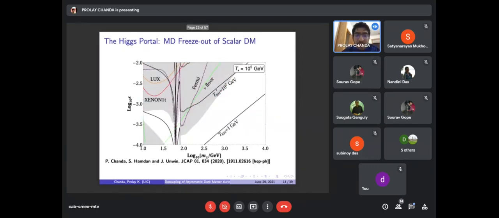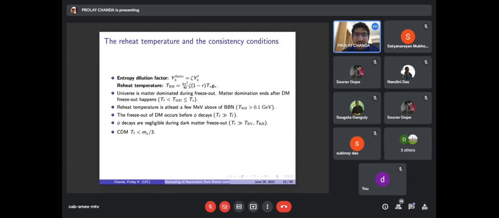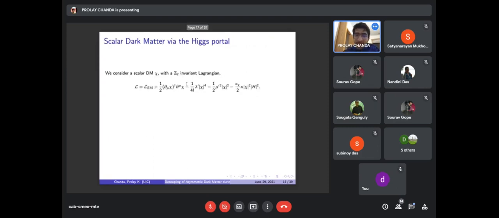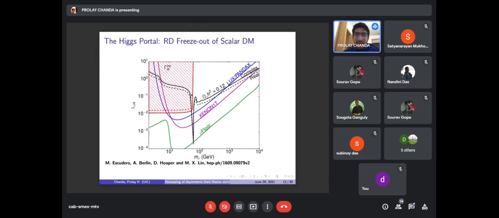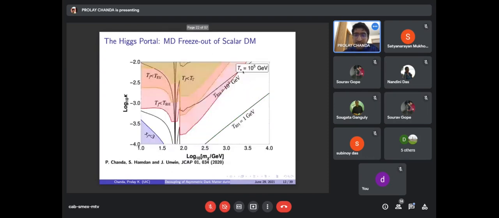I will go back just to remind you that I can relate the entropy dilution factor with the reheat temperature and the T star, right? So with a different choice of the reheat temperature, I will have a different entropy dilution factor. And with that, where I had only one contour, now I can have many contours as I wish, as long as the reheat temperature is more than that BBN temperature.